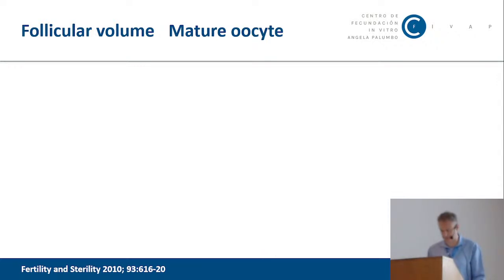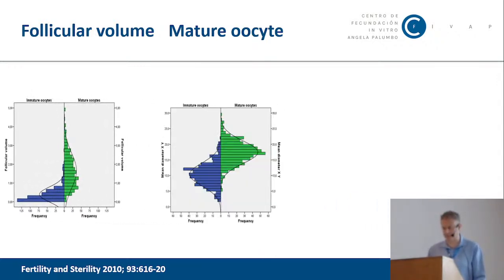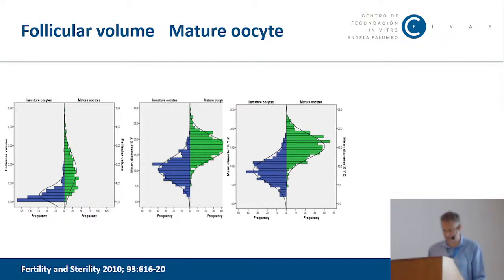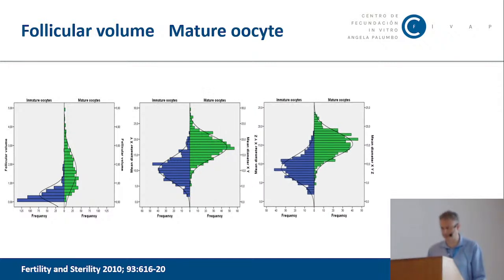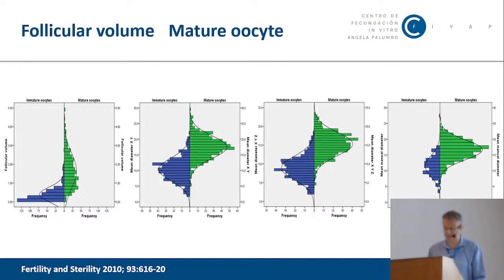You can see the same graph for the mean of 2 diameters by SonoAVC. This one is the graph for the mean of 3 diameters. And finally, this graph represents the manual measure of the two greater diameters.